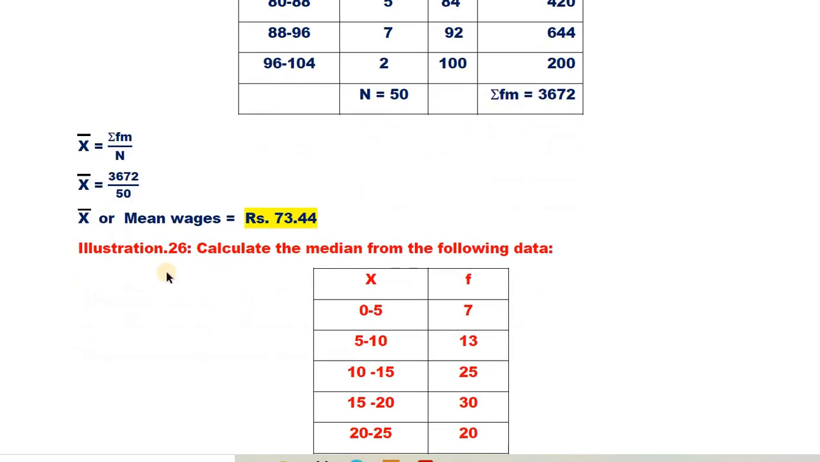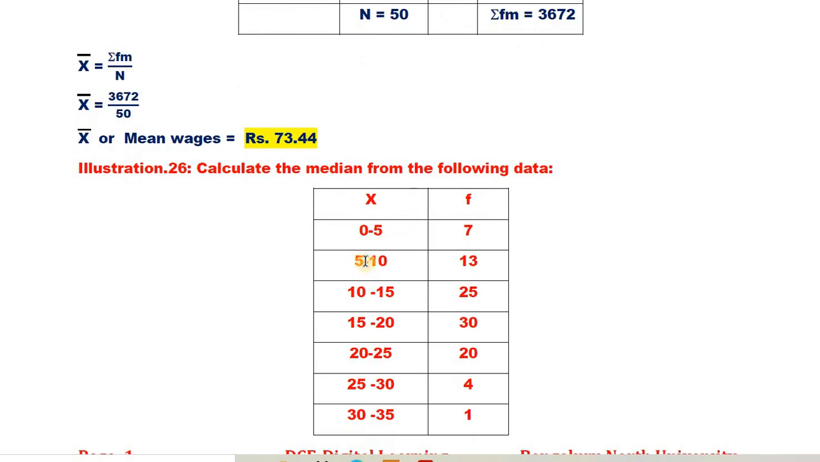And the next problem is illustration number 26, calculation of median. The values are given as 0 to 5, 5 to 10, 10 to 15, 15 to 20, 20 to 25, 25 to 30, 30 to 35. And now the frequencies are given for each class interval. Between 0 to 5, the frequency is 7, 5 to 10, 13, and so on till the last class interval, 30 to 35, where the frequency is 1.